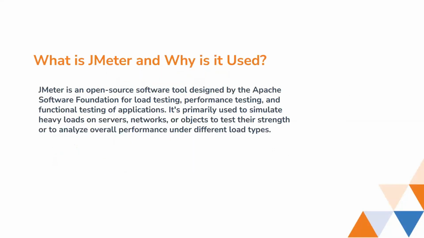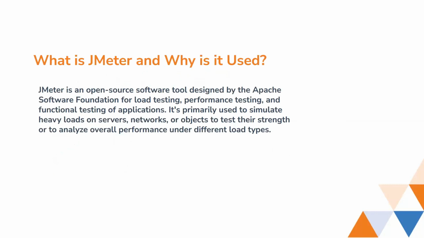So, what is JMeter and why is it used? JMeter, developed by Apache Software Foundation, is a powerful tool specifically built for testing performance of software applications. It's like a performance microscope that allows us to deeply examine how an application responds under different pressures.